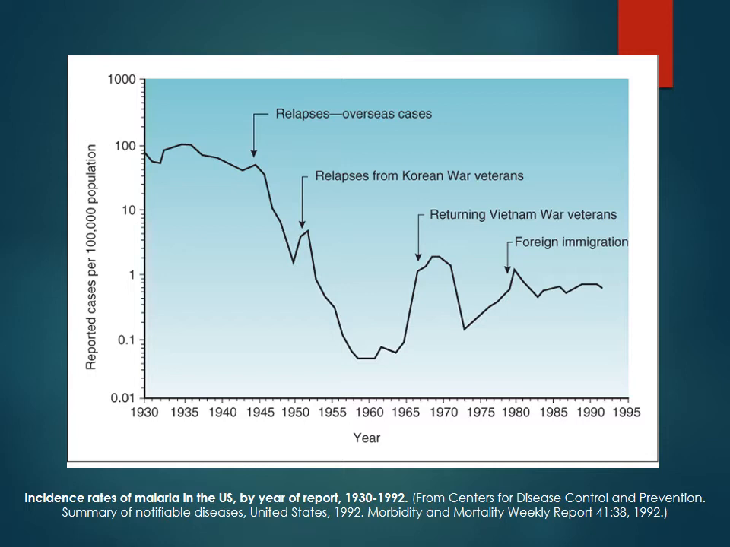But then when a bunch of Korean War veterans came back, all of a sudden we had new cases of malaria popping up, and then it continued to go down, and then we had Vietnam War vets come back, and then it continued to go down. And foreign immigration in general was leading to a spike. So again, you can investigate these impacts over time using these longitudinal studies.